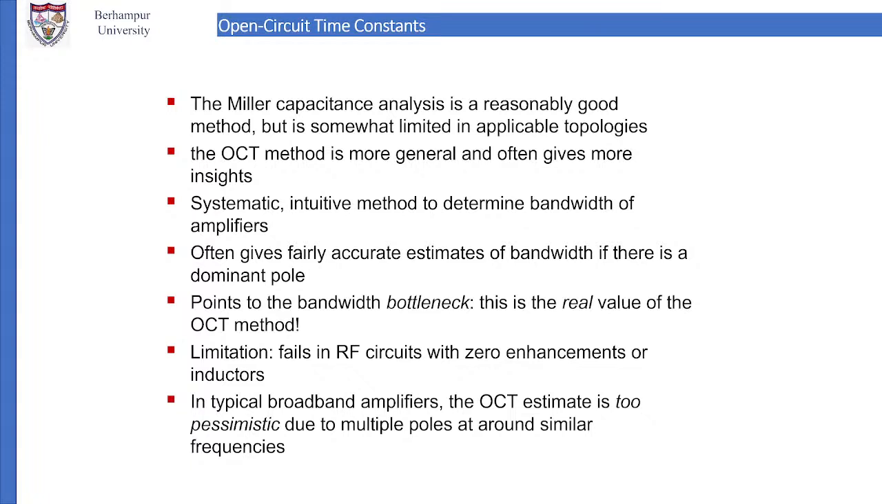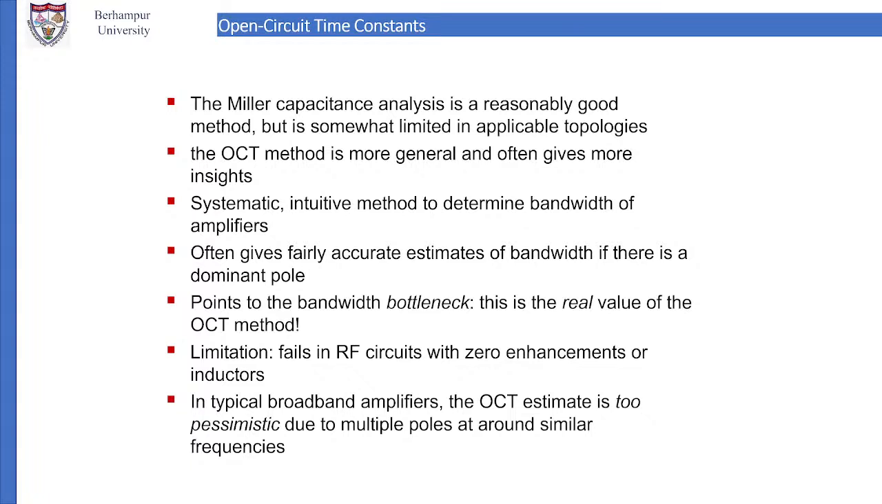If there is a dominant pole, it often gives a fairly accurate estimate of the bandwidth. It points to the bandwidth bottleneck. These bottlenecks for bandwidth are the real value of the OCT method. So you can find out what the bottlenecks of bandwidth are using the OCT method. We are going to discuss the OCT method in some detail later.